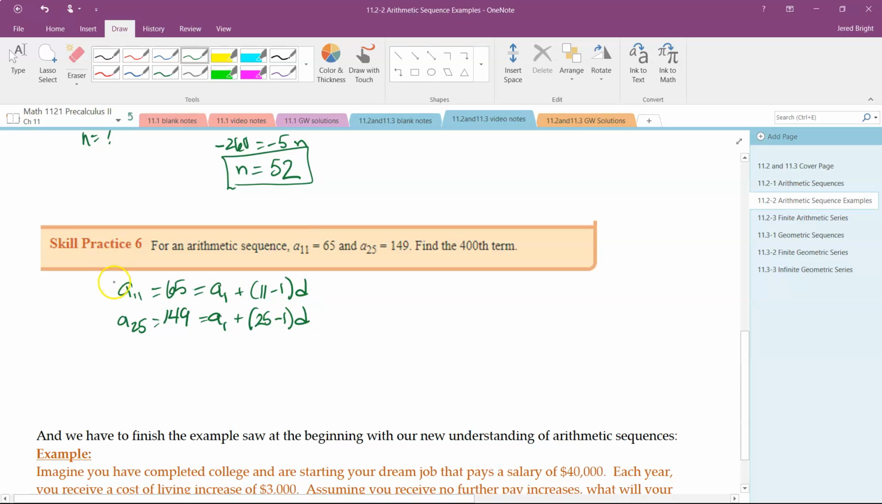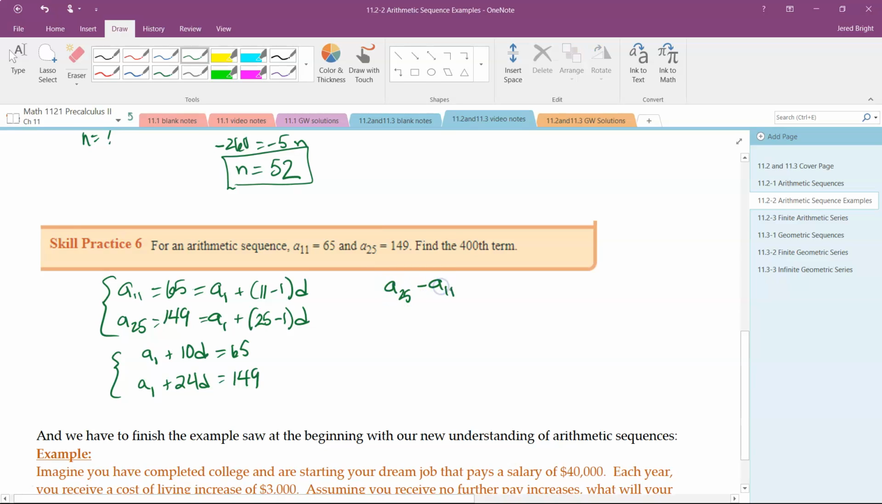Notice how I wrote them just like that? We could think of it as a system of equations. There is another way to solve it, but effectively you could set this up as a system of equations where the first equation is a1 plus 10d is equal to 65, and the second equation is a1 plus 24d is equal to 149. And you could solve it like that. The other thing you could do is reason through this logically. Ultimately, what we're looking for is the first term and the common difference.